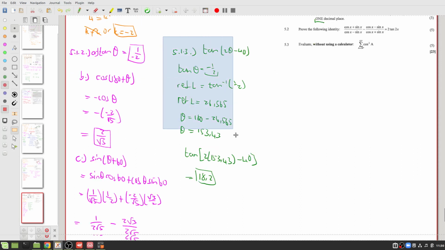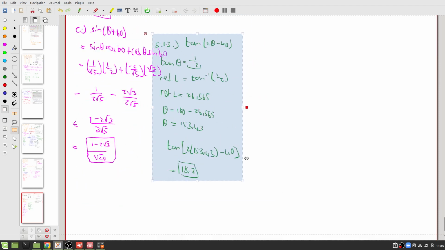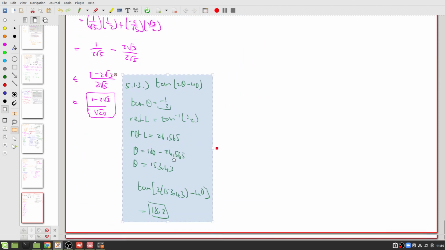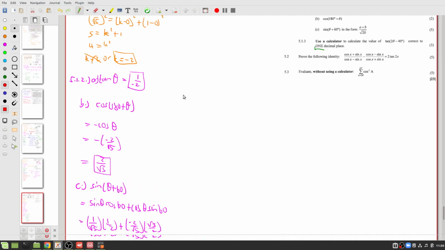Now 5.2. Okay, so 5.2, solving an identity, we're probably going to need a bit of space. So let me move this out of the way, and let's just put that right here at the bottom. Alright. So 5.2. Let's use some space here.